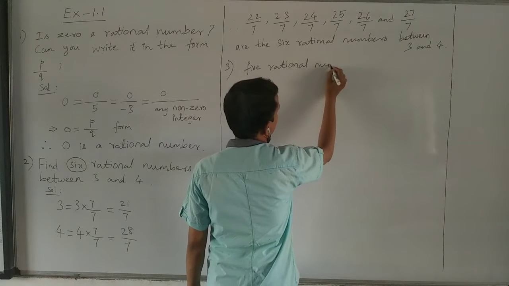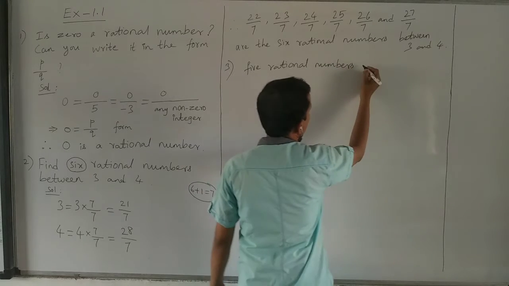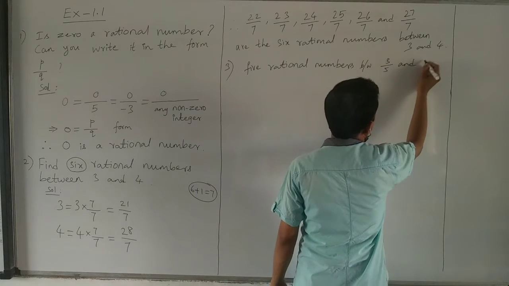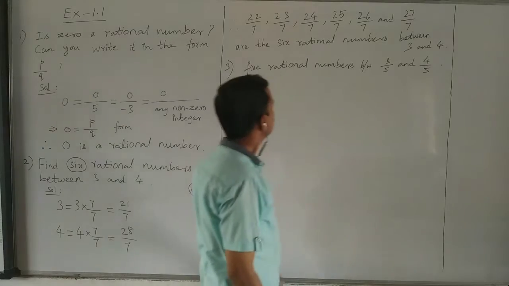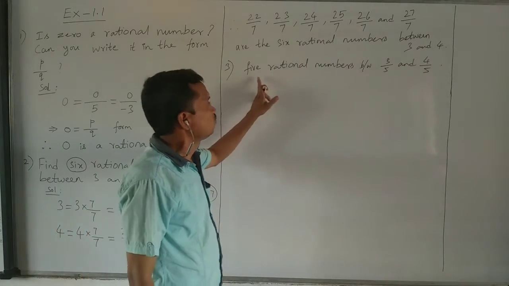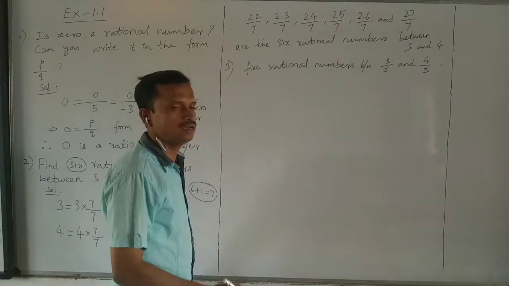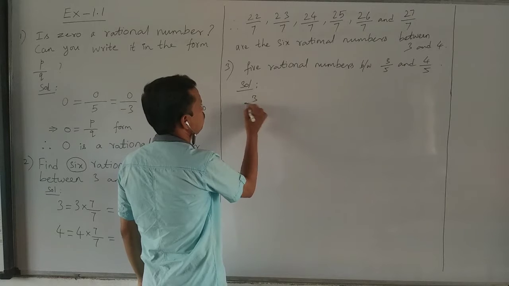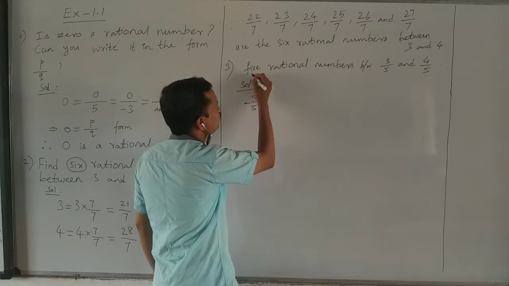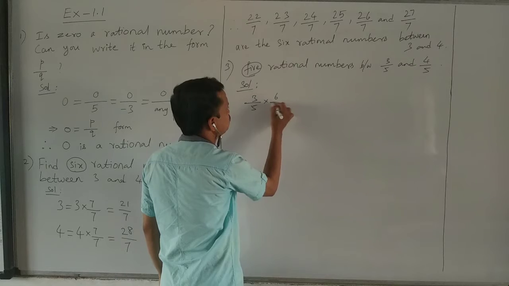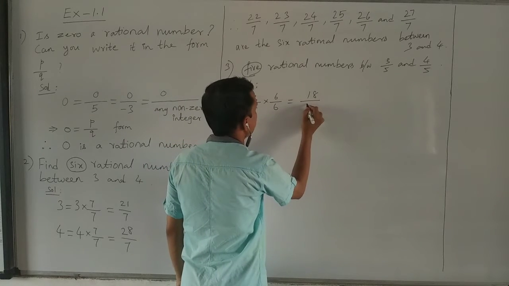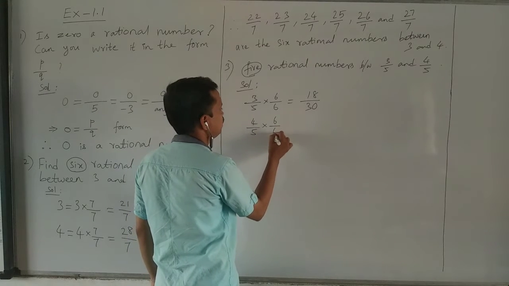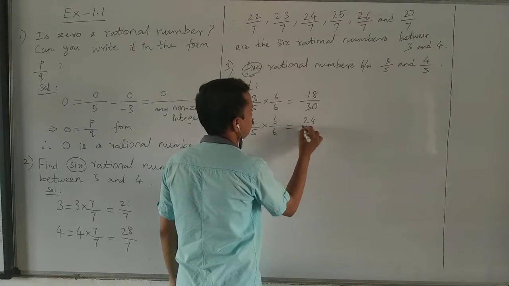Rational numbers between 3 by 5 and 4 by 5. So this is the question. We have to find 5 rational numbers between 3 by 5 and 4 by 5. So solution. 3 by 5. How many rational numbers? 5. So multiply by 6. You get 18 by 30. And the next number 4 by 5. You multiply by 6 and divide by 6. You get 24 by 30.